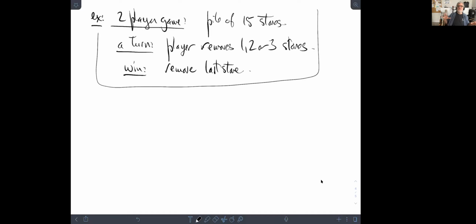So there are 15 stones. Player one starts by removing 1, 2, or 3 stones. Then player two responds by removing 1, 2, or 3 stones, and they alternate like this. The idea is for each player to try to manage to get the last stone. Okay. So again, we have to show that player one has a winning strategy.